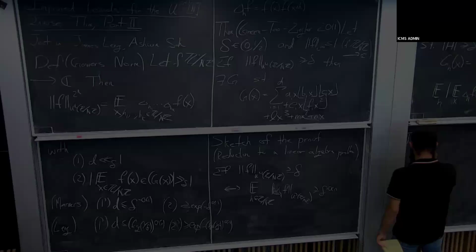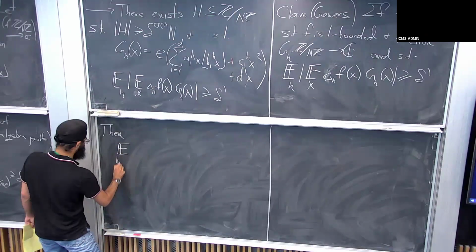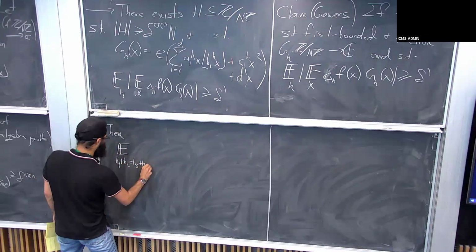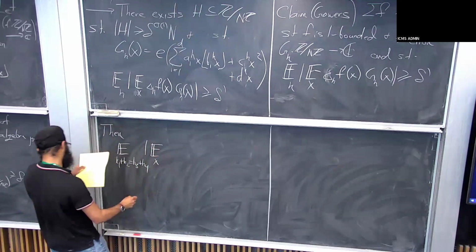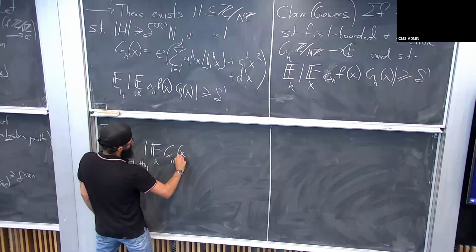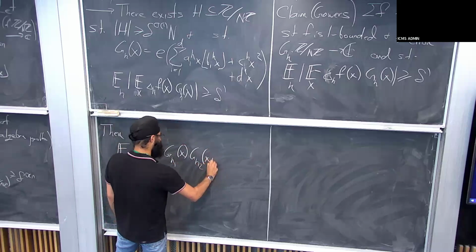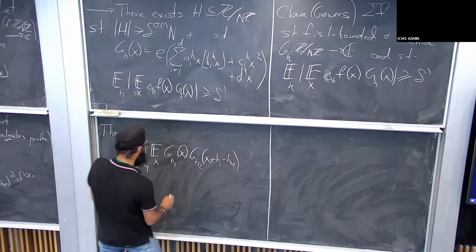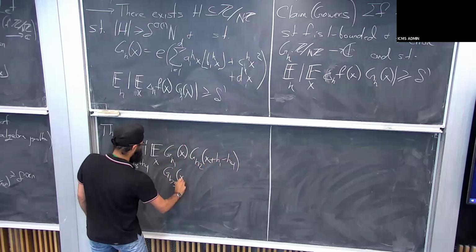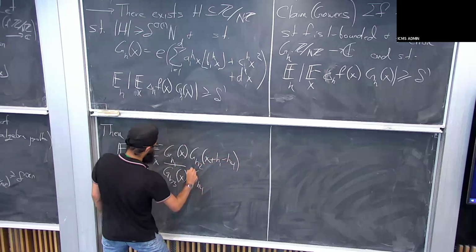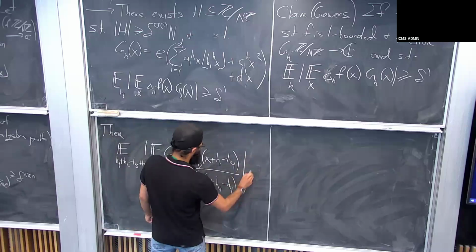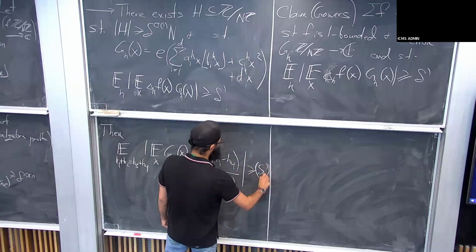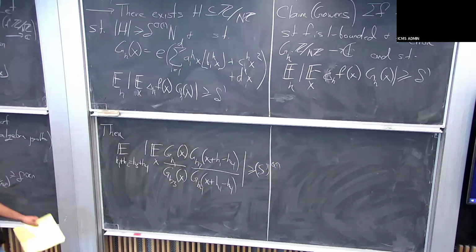Then the expectation over h1 plus h2 equals h3 plus h4 of g_h1 of x, g_h2 of x plus h1 minus h4, g_h3 of x, g_h4 of x plus h1 minus h4, is bigger than delta prime to the O(1). And this is just finite applications of Cauchy-Schwarz.